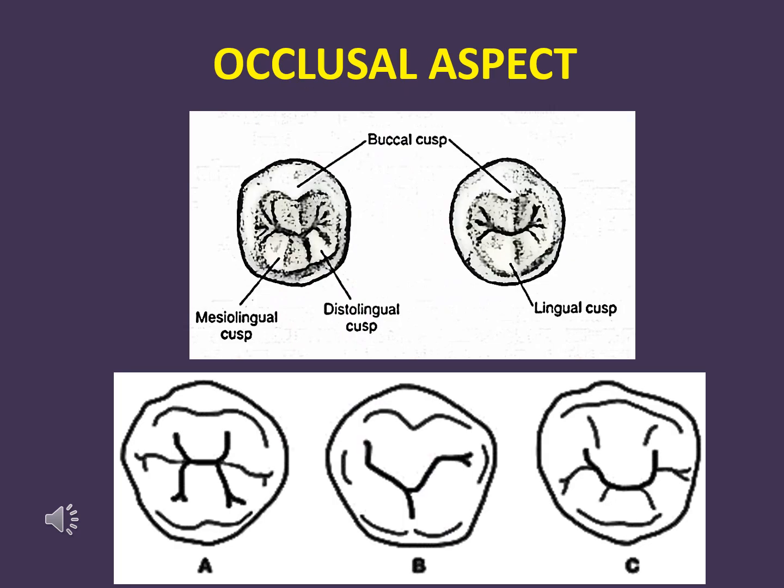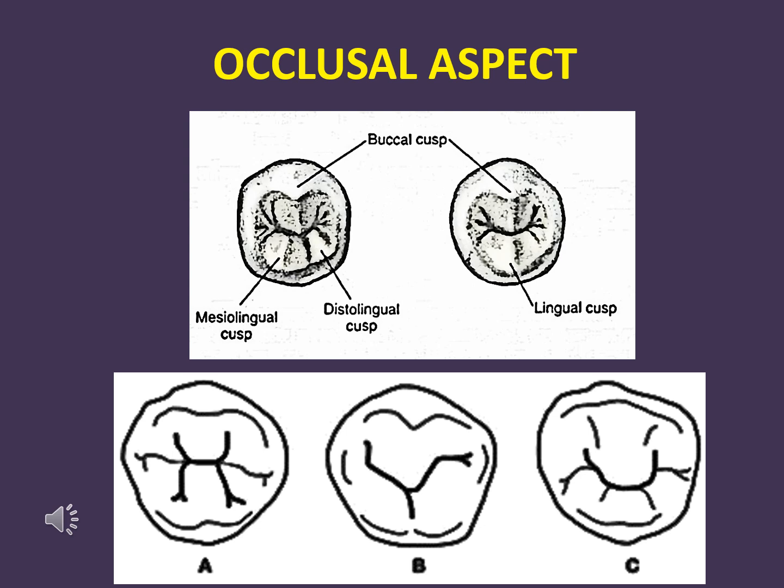Now we'll see the occlusal aspect of the mandibular second premolar. According to the cusps, we can divide the occlusal aspect into a 2 cusp pattern and a 3 cusp pattern. In the 2 cusp pattern, you will see a single cusp in the buccal aspect and a single cusp in the lingual aspect. Whereas in the 3 cusp pattern, we will be seeing a single cusp in the buccal aspect and 2 cusps in the lingual aspect.